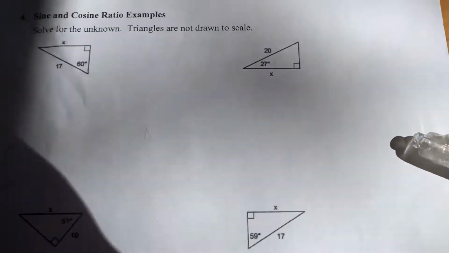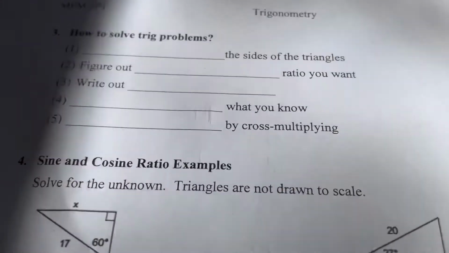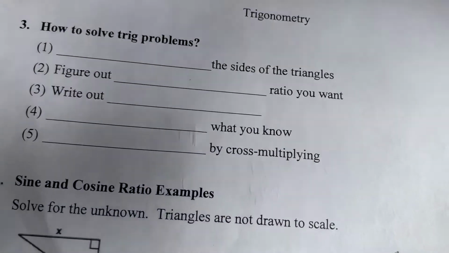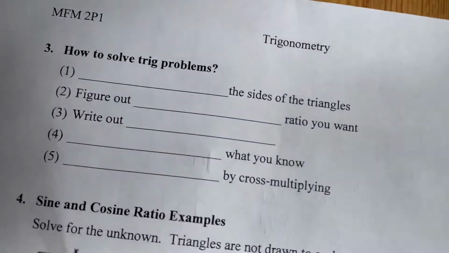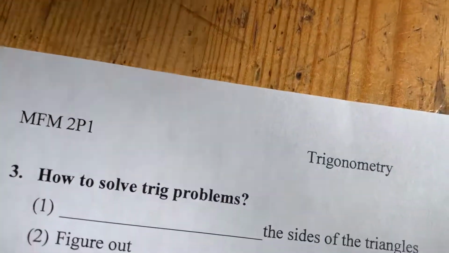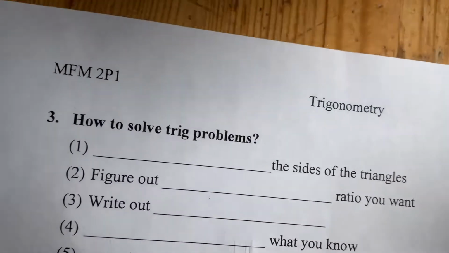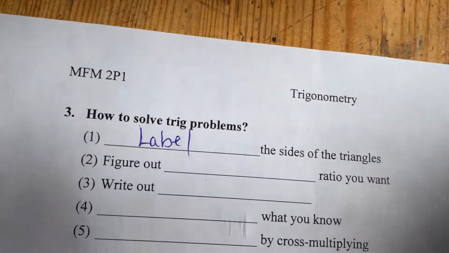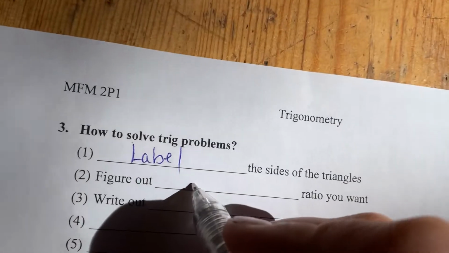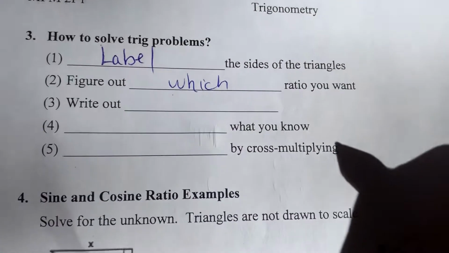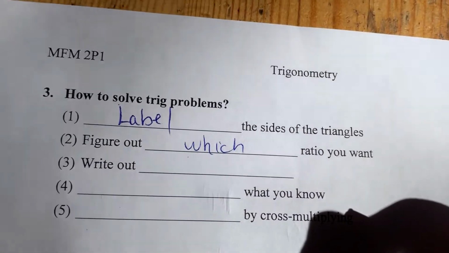Now, guys, how do we solve a trig problem? These are probably the most important things you can do. First thing with any triangle problem, and I think we've been through this many, many times: first step, label the sides of my triangle. Figure out which ratio you want to use, and you look at the sides of your triangle to figure out which ratio you want to use.